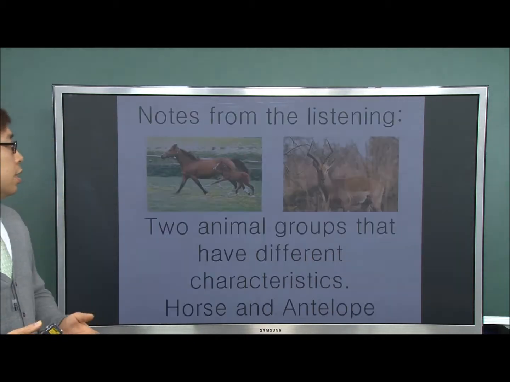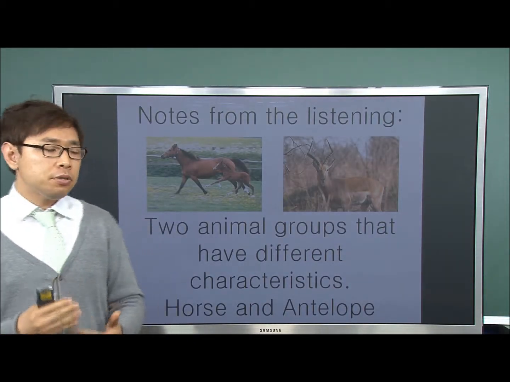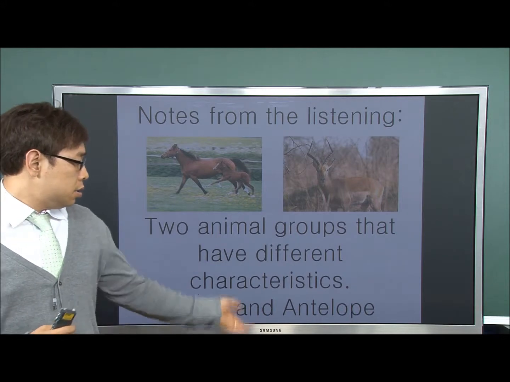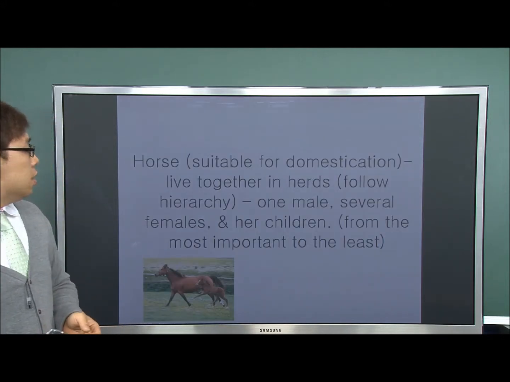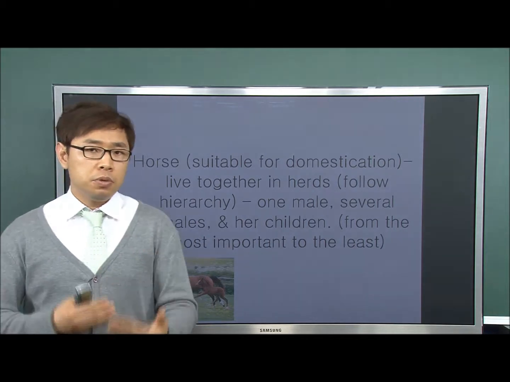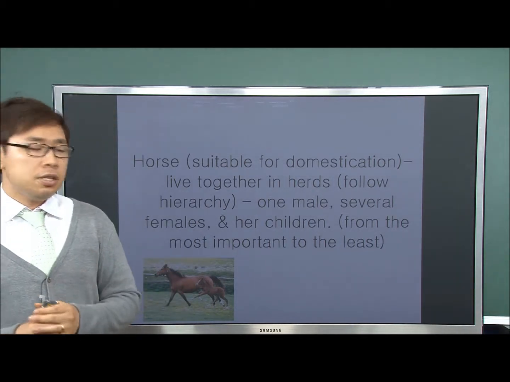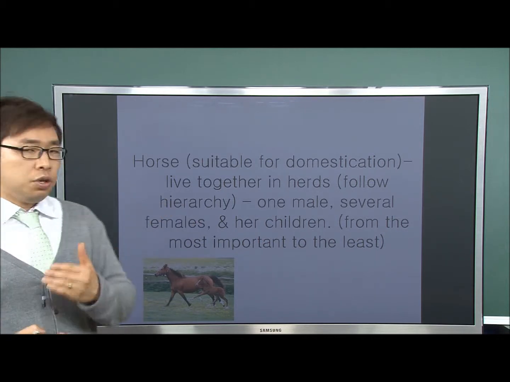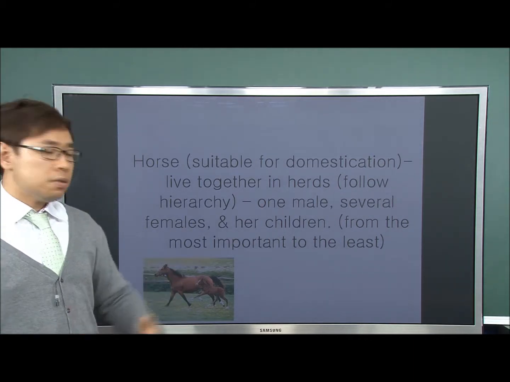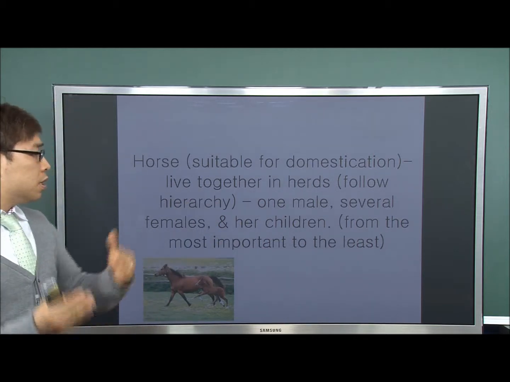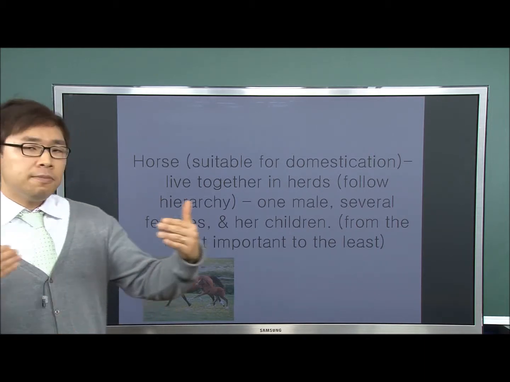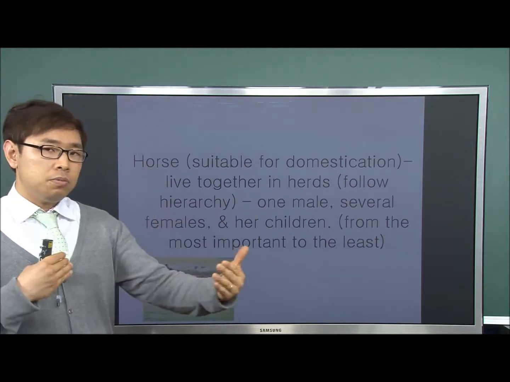So let's go over the listening now. In the listening, the professor talks about two types of animals: one is the horse, and the other is the antelope. For the horse, the professor says they are suitable for domestication, and there are reasons why. First, they tend to live together in herds, so they follow a hierarchy. They have one leader, in this case mostly one male, with several females underneath following, and also their children. So they have some form of hierarchy, and they follow and live together.